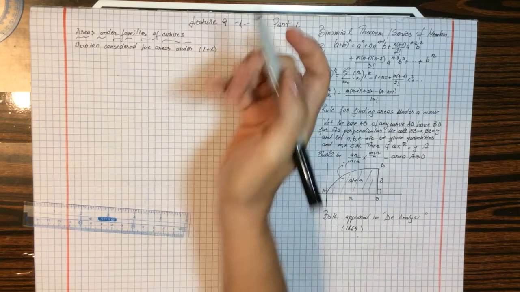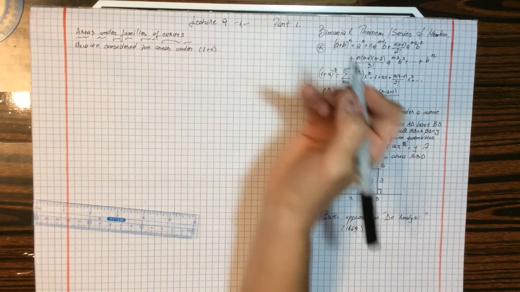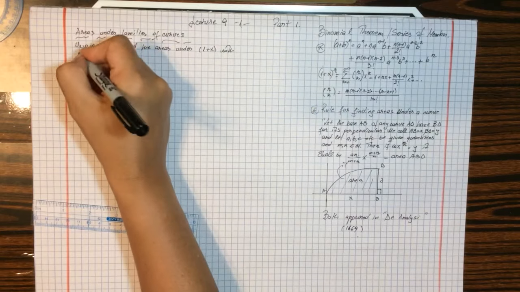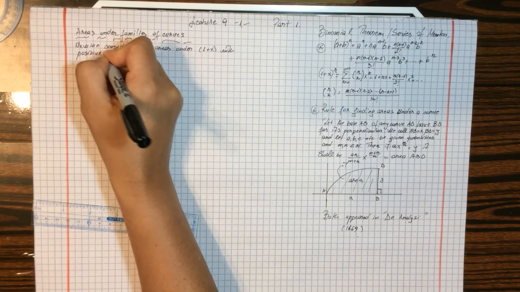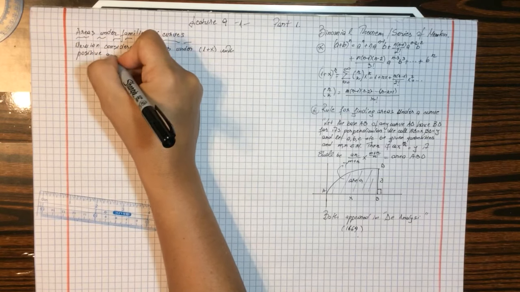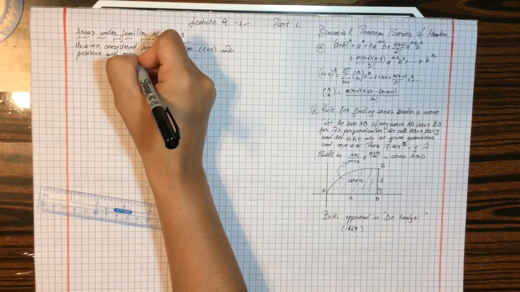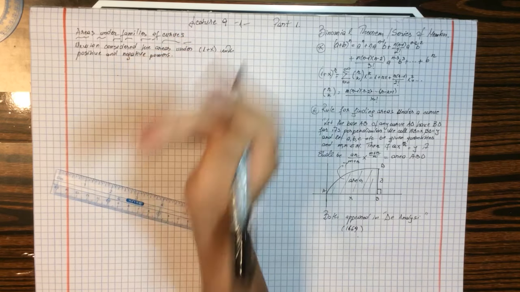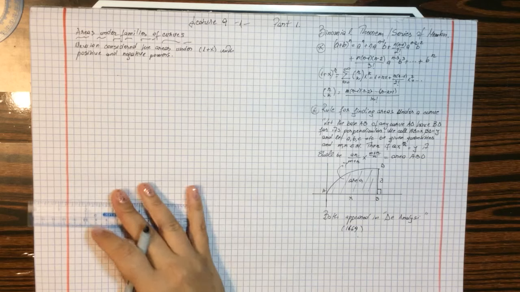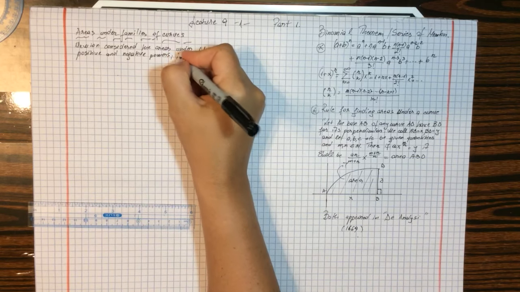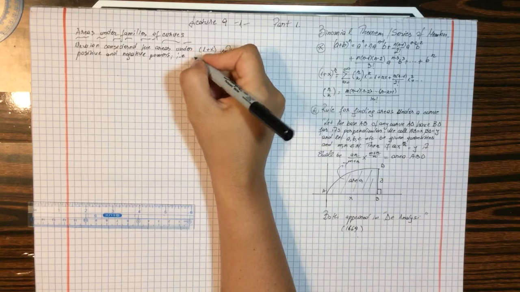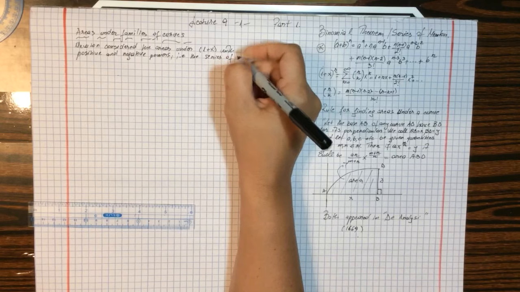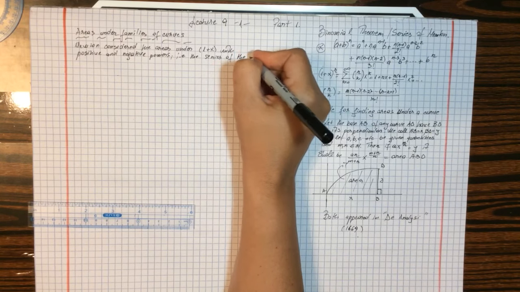Okay, so with positive and negative powers. In other words, he considered the series of the following curves.